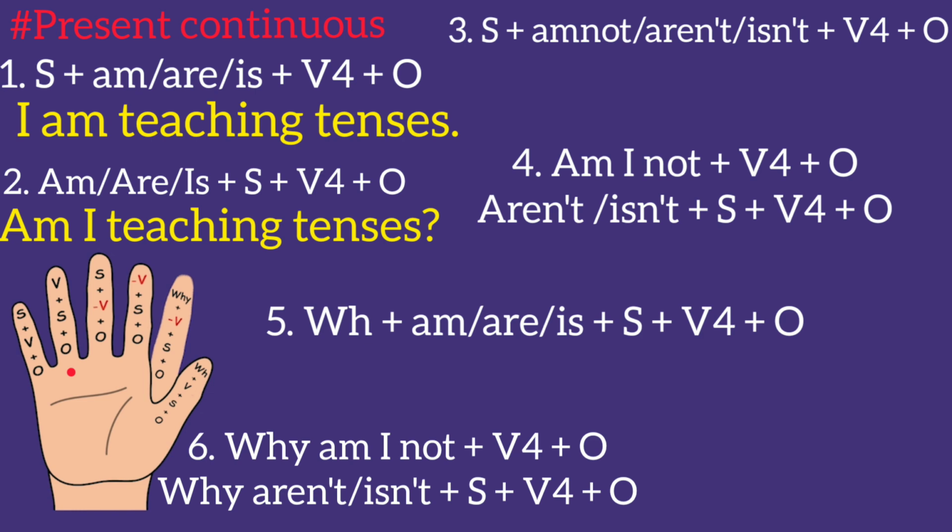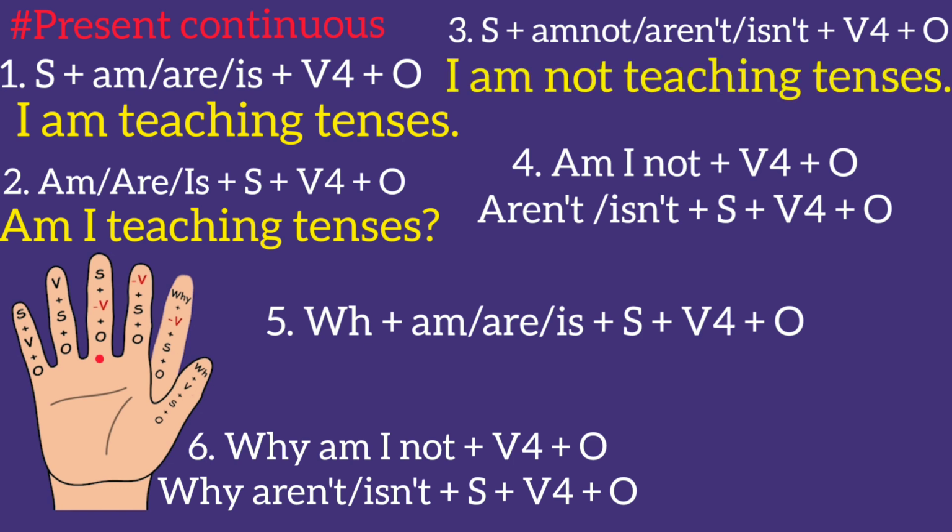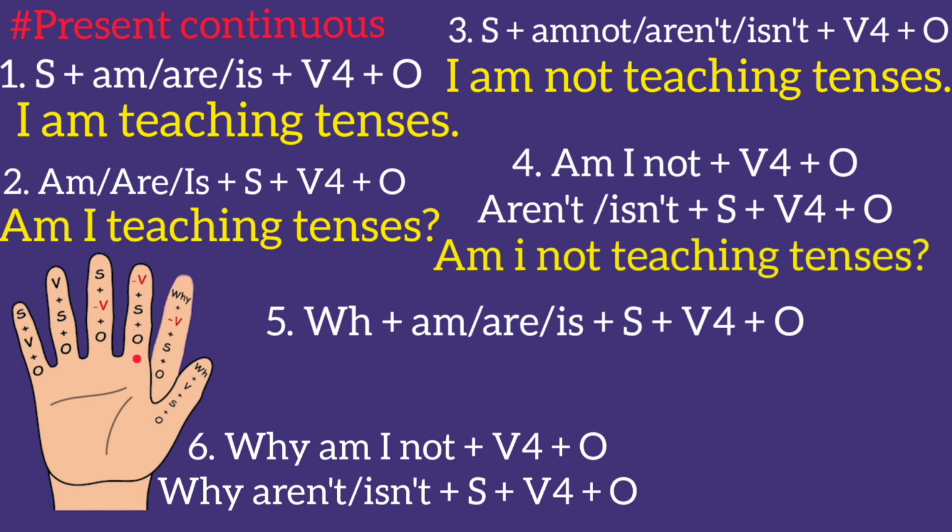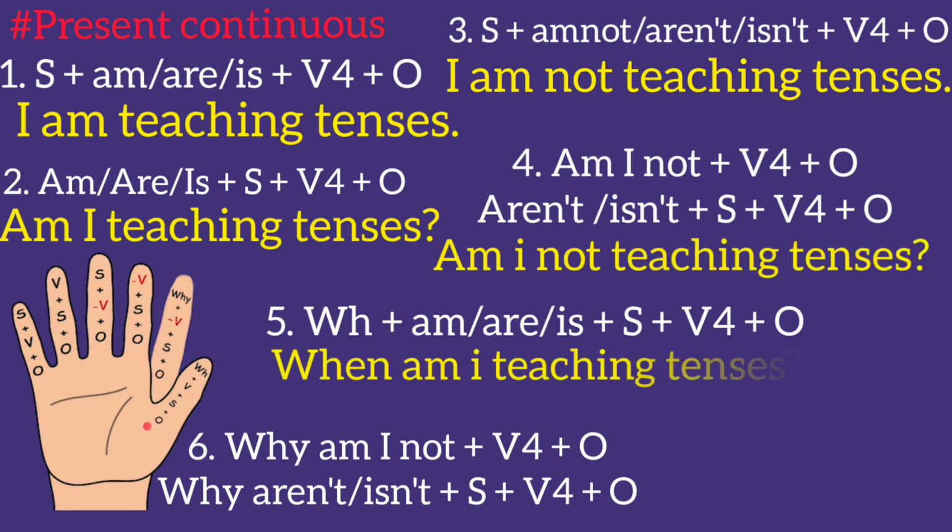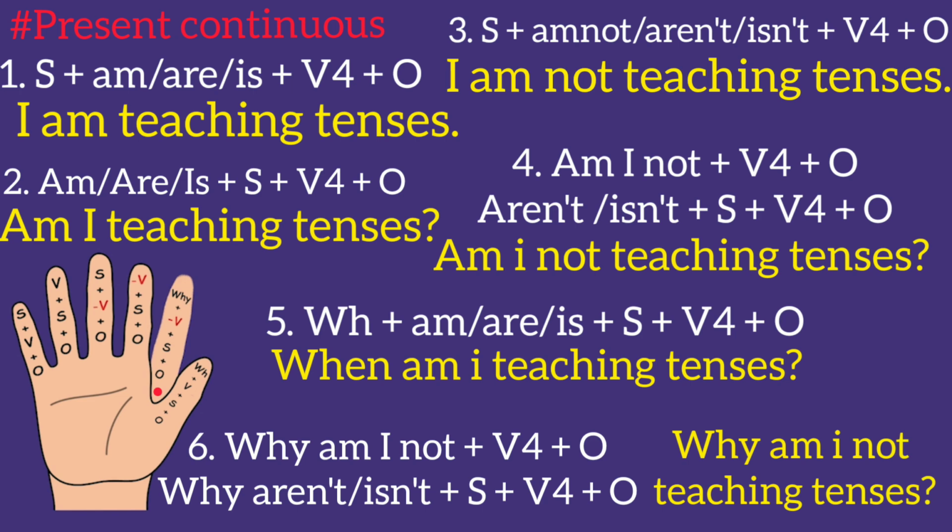Please note here, whenever you put forth a question, you must use the verb at the beginning of the sentence. Here, I used am in the beginning of the question. Next, I am not teaching tenses. Am I not teaching tenses? When am I teaching tenses? Why am I not teaching tenses?